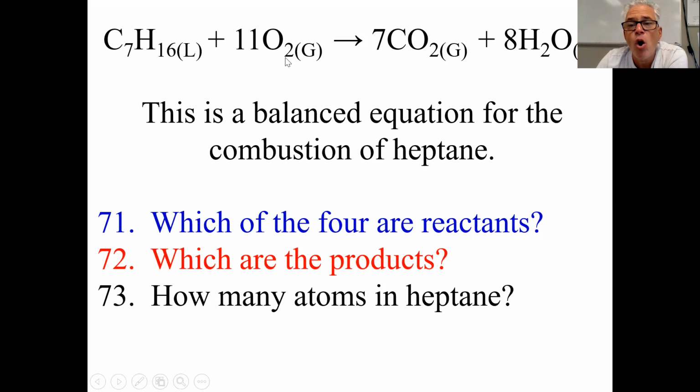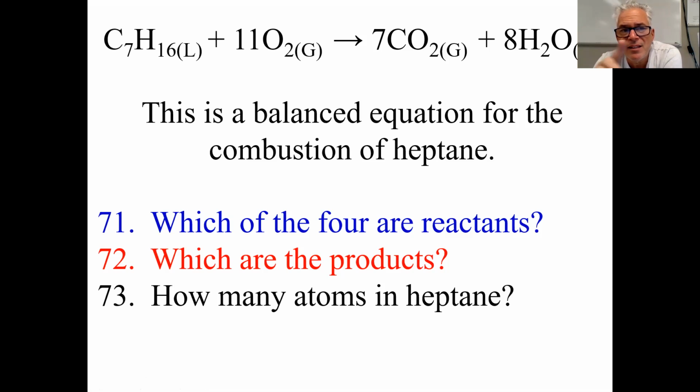We have 11 O2s, 11 oxygens, so that must be the oxygen. CO2, well, that's carbon dioxide, and you know this, H2O, that's water, so that must be the heptane. It combines with 11 oxygens. One of them combines with 11 of these, makes 7 of those and 8 of those. It's a big balanced chemical equation. Don't worry about it. Let's look at these questions.